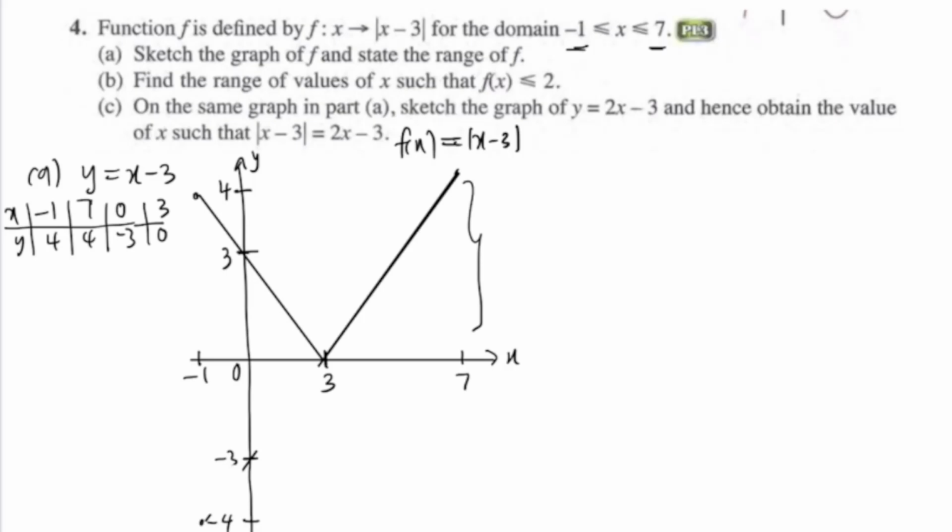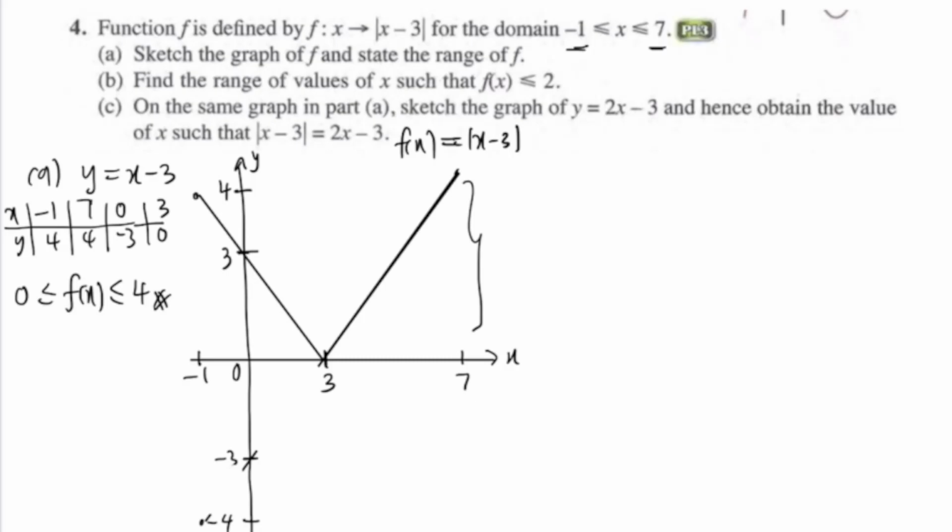For any modulus graph, if you don't put a plus minus outside the modulus, the smallest value is always 0. The largest, in this case, is 4. So we say the range of f(x) here is between 0 and 4. Okay, that's the first part.